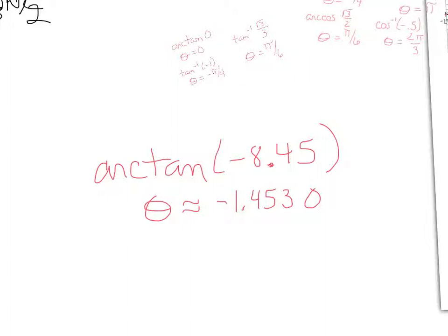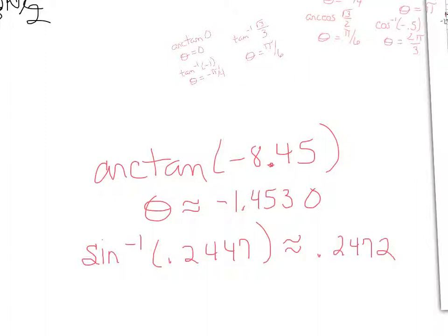So let's look at the angle whose sine is 0.2447. The inverse sine of 0.2447. You should get approximately 0.2472. You must be in radian measure. If you're not getting that, it could be because you're not in radian measure. Did anybody have a problem with that one?